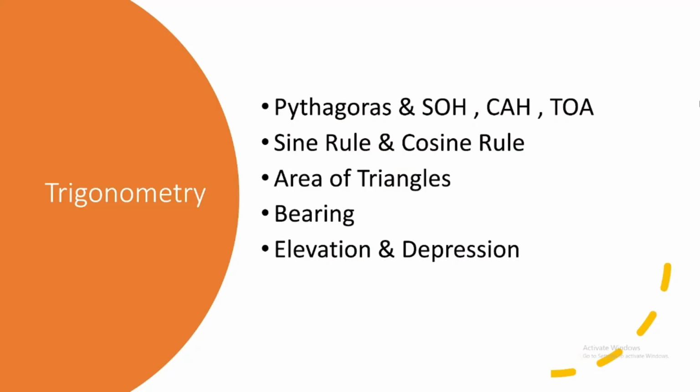So first of all, we have trigonometry, and the subtopics are Pythagoras, which you guys have learned in class 8 and 7. Pretty much you guys are familiar with Pythagoras, but we'll be going through that again. We got SOHCAHTOA, which is a formula. We got sine rule and cosine rule. These topics are pretty easy. We have areas of triangles, quite easy as well. Then we got bearing. This is quite tricky. It can be tricky for some, and some find it very easy. Then we got elevation and depression, pretty easy as well.